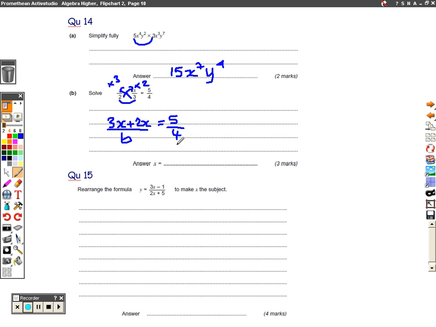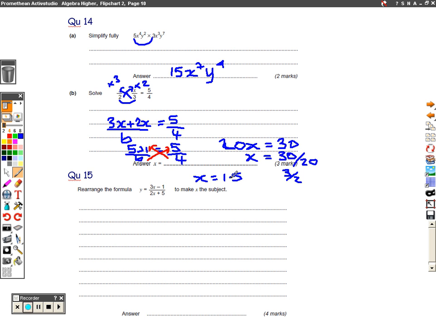Okay. Gather your like terms. 5x over 6 is equal to 5 over 4. To get rid of the fractions, cross multiply, which is going to become 5 times 4 gives you 20x is equal to 6 times 5 gives you 30. Bring your 20 across. 30 divided by 20 cancels down to 3 over 2, so your answer is going to be 1.5.